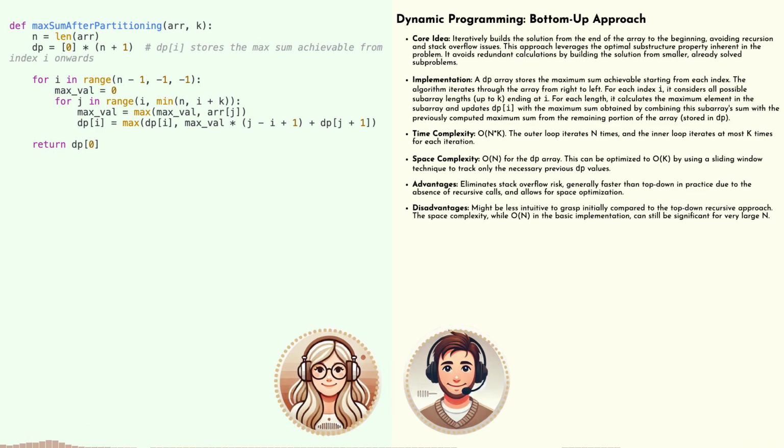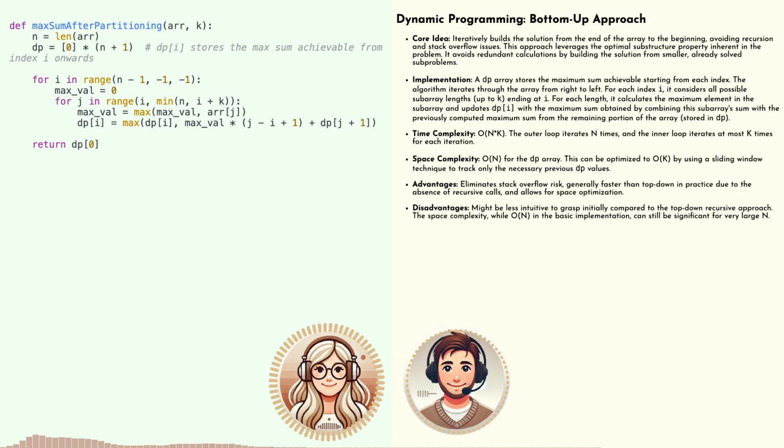Correct. What do we do for each element? For each element, we consider all possible subarrays that can end at that element. Remember, the subarray length can be anywhere from 1 to k. So for each element, we're trying out different chunk sizes, just like the top-down approach. Exactly. For each possible chunk size, we find the maximum element within that chunk and multiply it by the chunk's length to get the sum for that chunk. Right, so we're finding the best possible sum for that chunk, assuming we replace all its values with the maximum one.